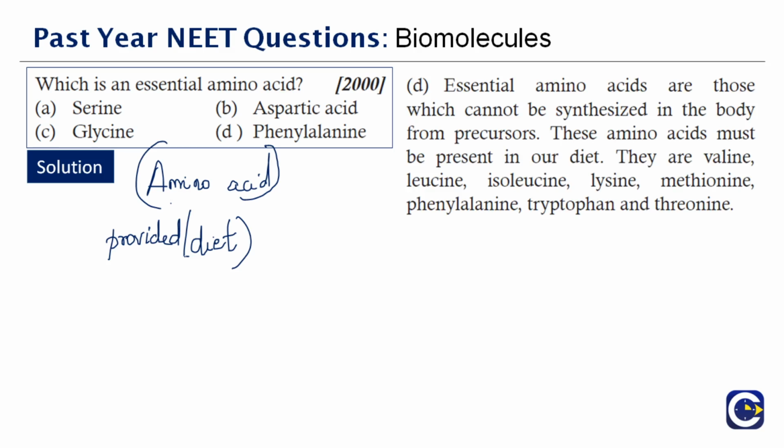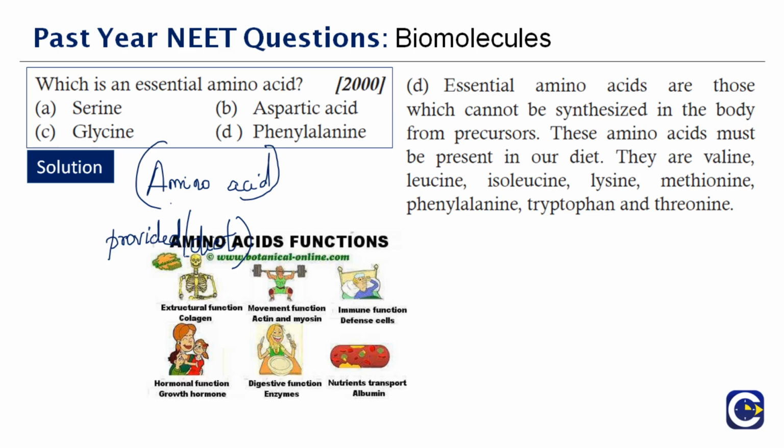The essential amino acids are valine, leucine, isoleucine, lysine, methionine, phenylalanine, tryptophan. All these are called essential amino acids. They have to be obtained from an outside source, in the form of any food or diet. Now here you have a picture which shows the amino acid functions. It shows the extrastructural function which helps in collagen, movement function, immune function, hormonal function, digestive function, nutrient transport. So amino acids are essential for all these actions. The correct answer is option D.